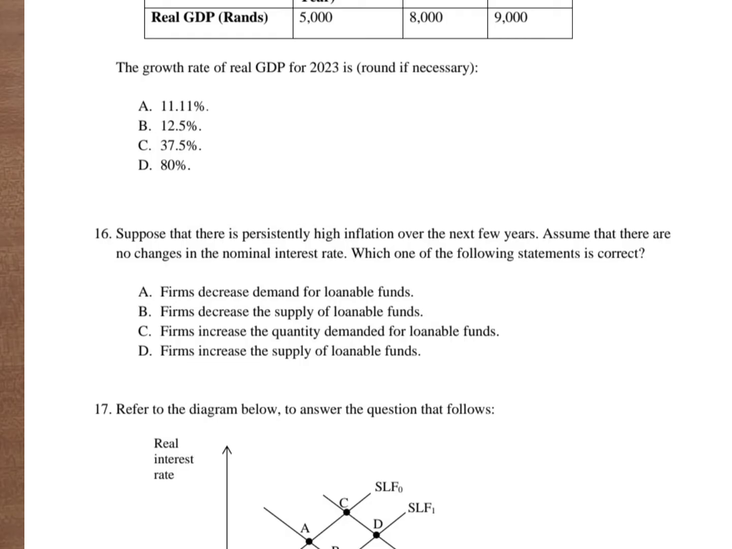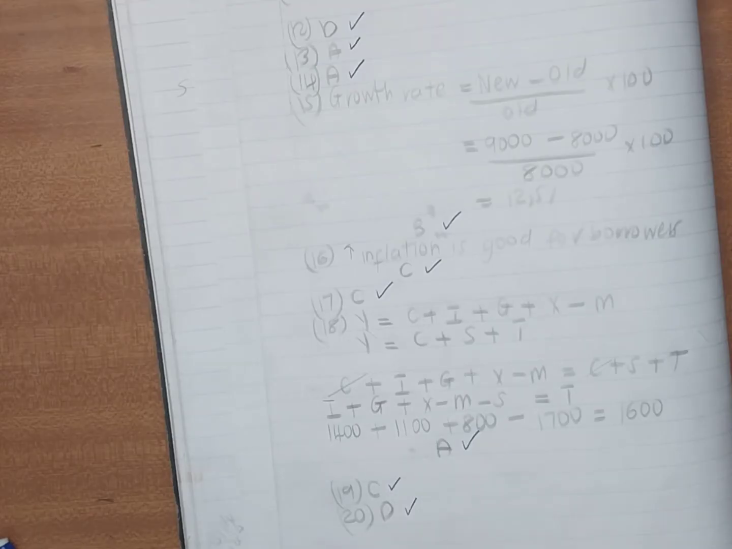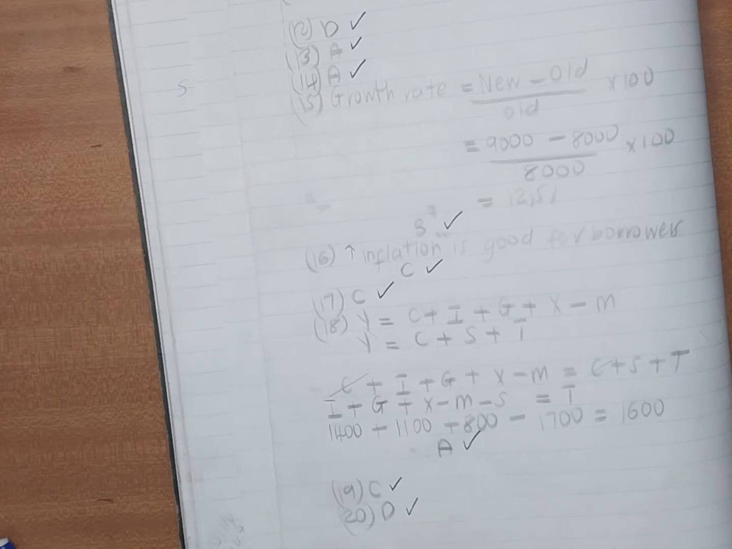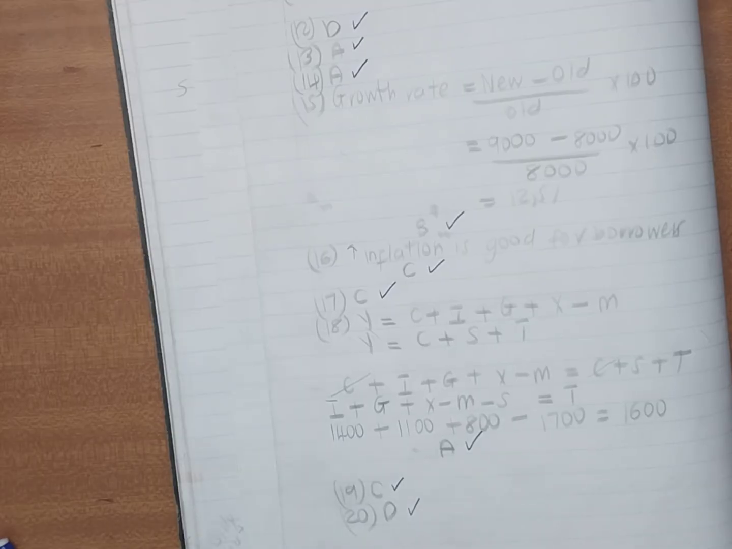Suppose that there is persistently high inflation over the next few years. Before I even go further, remember I mentioned that inflation positively affects who? It positively affects the borrowers, the firms, because it's going to negatively affect the households, which are the lenders. So assume that there are no changes in the nominal interest rate. Which one of the following statements is correct? So now I need to look at something that's going to affect firms because they are the borrowers, right?